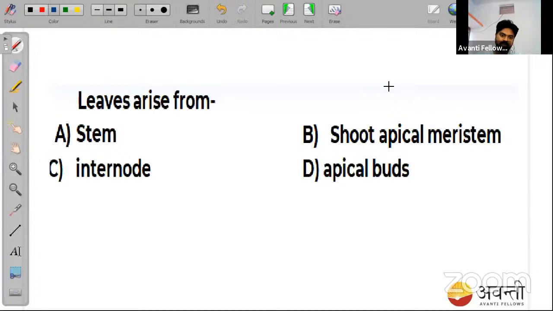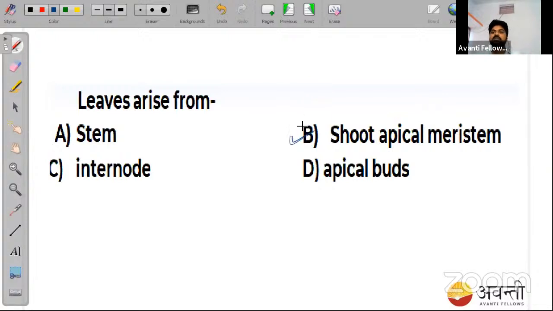So I am stopping this result. Leaves arise from: first is the stem, shoot apical meristem is the next option, C is the internode and D is the apical bud. So first of all, what is meant by shoot apical meristem? The correct option is actually B.